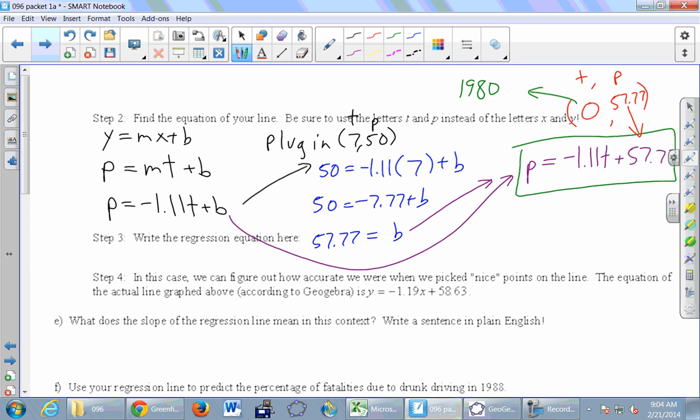Now we do have data. Do we have data for 1980 or no? No, we don't. So this is information we didn't have before, but our estimate for what was going on in 1980 is that about 57% of the fatalities in car accidents were alcohol related. So we can write that up here. In 1980, 57.77% of car, all that stuff.